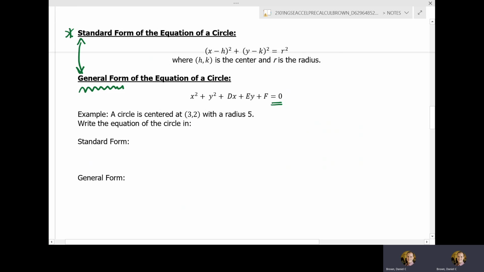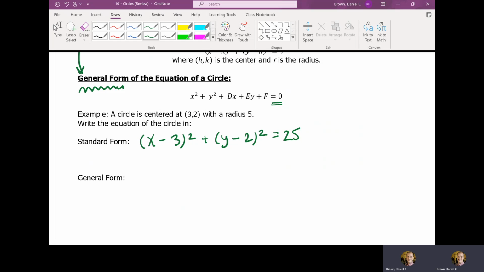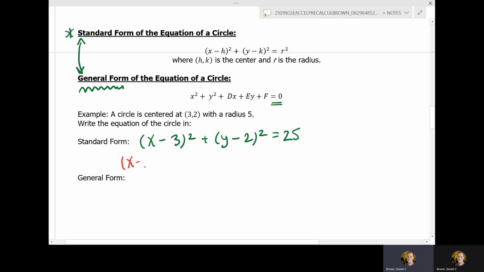So I have a circle centered at 3, 2 and has a radius of 5. So in standard form, we have x minus 3 squared plus y minus 2 squared is equal to the radius squared. 5 squared is 25. If I want to convert this from standard form into general form, we just need to FOIL, combine like terms, and then make sure we get it equal to 0. And that just is going to be some algebra. Not too tedious, but just some algebra to do.